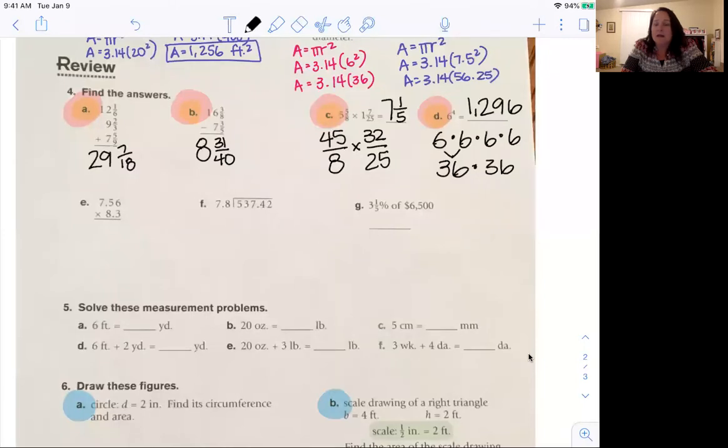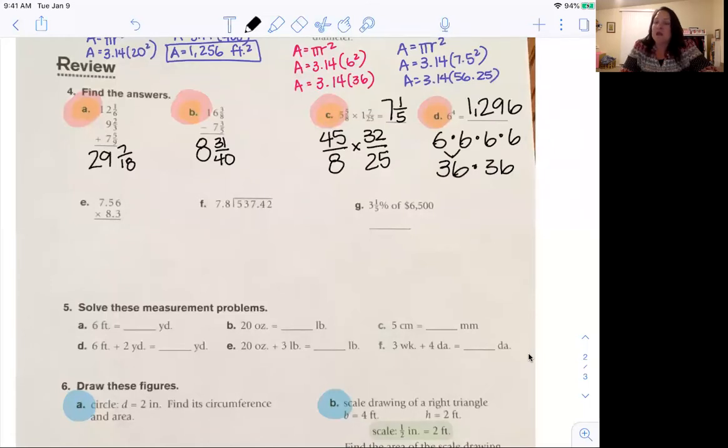Okay, then I had you also do 4A, B, C, and D. 4A was 29 and 7/18. 4B, 8 and 31/40. 4C, 7 and 1/5, because remember you have to simplify both of those before you can multiply. And 4D is 1,296. Now some of you may have put 24, and what you did was 6 times 4. But 6 to the 4th power really means 6 times 6 times 6 times 6. Which goes out to 36 times 36 or 1,296.